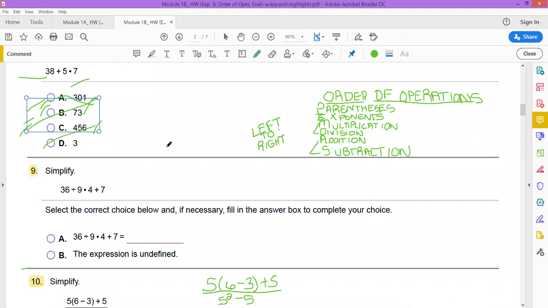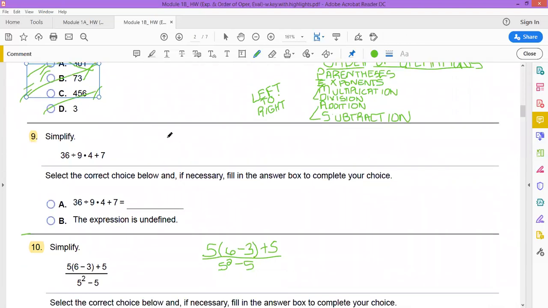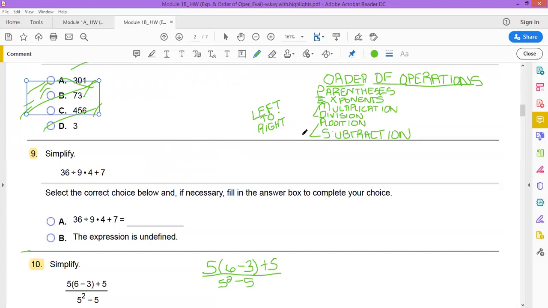All right, let's look at number 9. Now for number 9 and most of the following problems, you're going to be using what's called the order of operations, and the order of operations tells you how to work out problems when you have more than one operation symbol. Now, when I say operation, I'm talking about addition, subtraction, multiplication, or division. I'm talking about one of these operations.